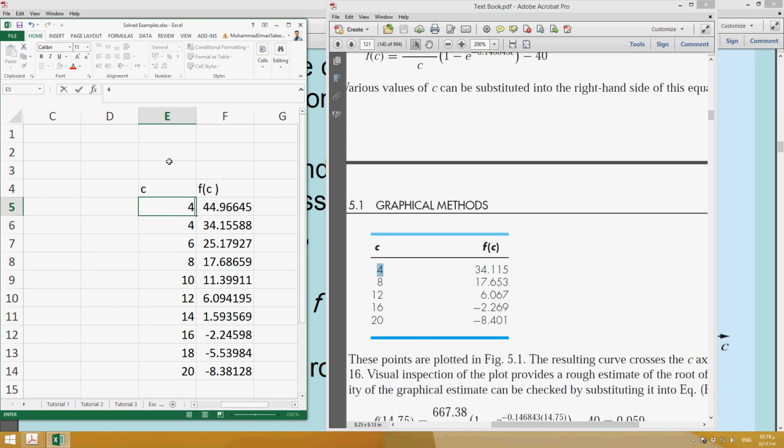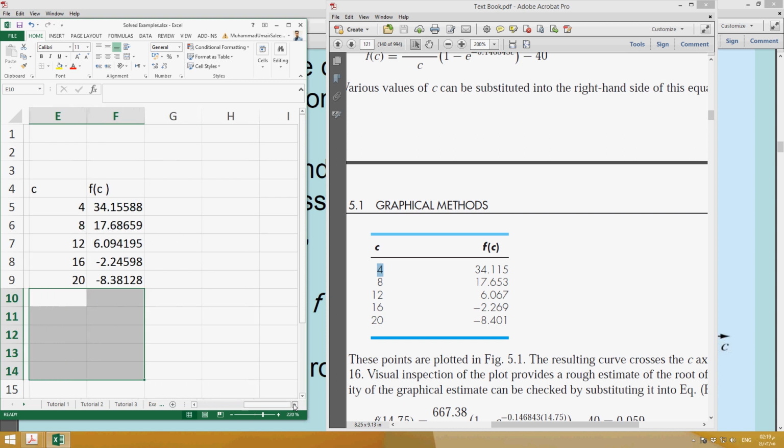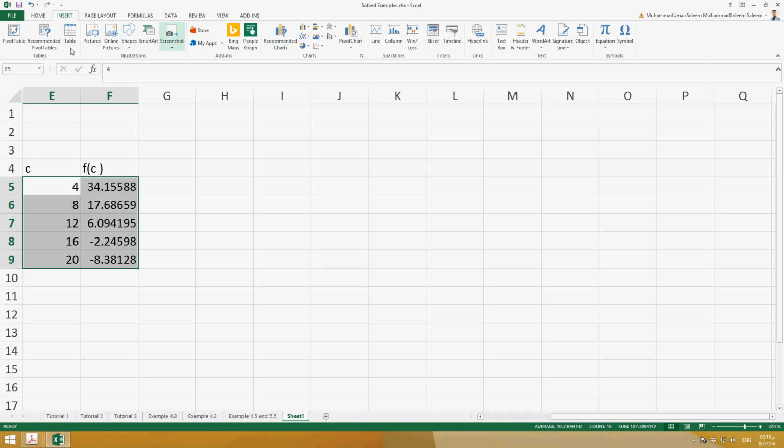For example, if I say it is 4 and this value is equal to this plus 4, so yeah, we can just keep up to 20 and the remaining values we can remove. Okay, and then we can plot these values on a scale on a graph. Insert.